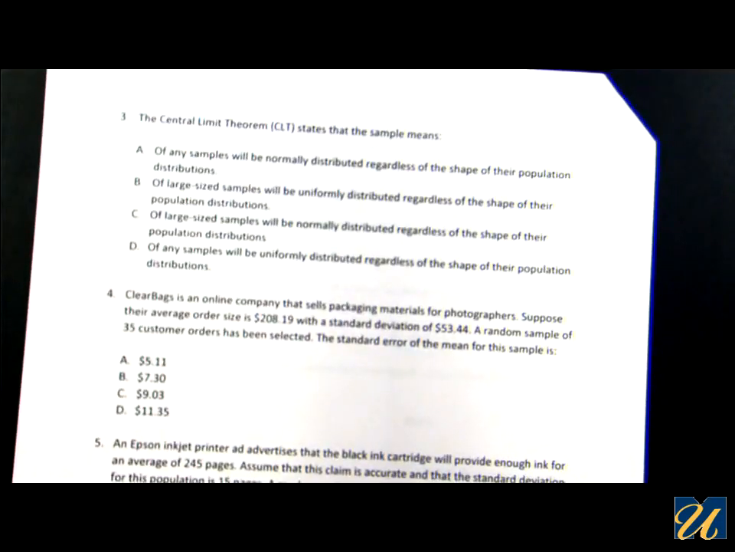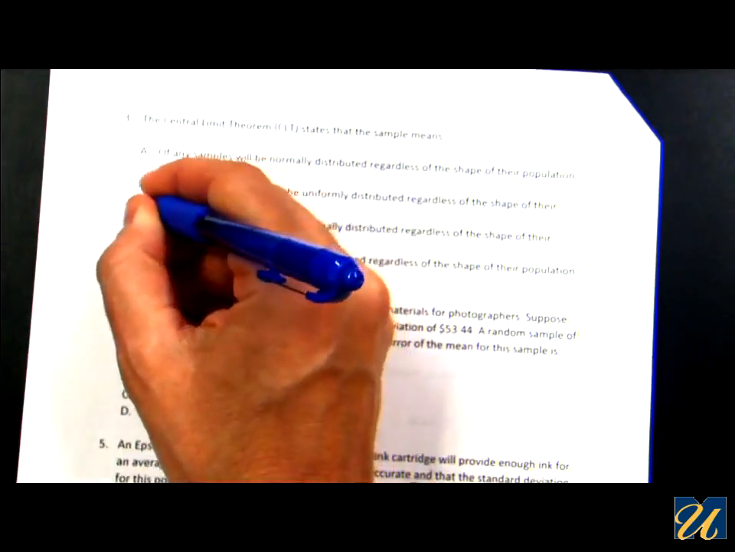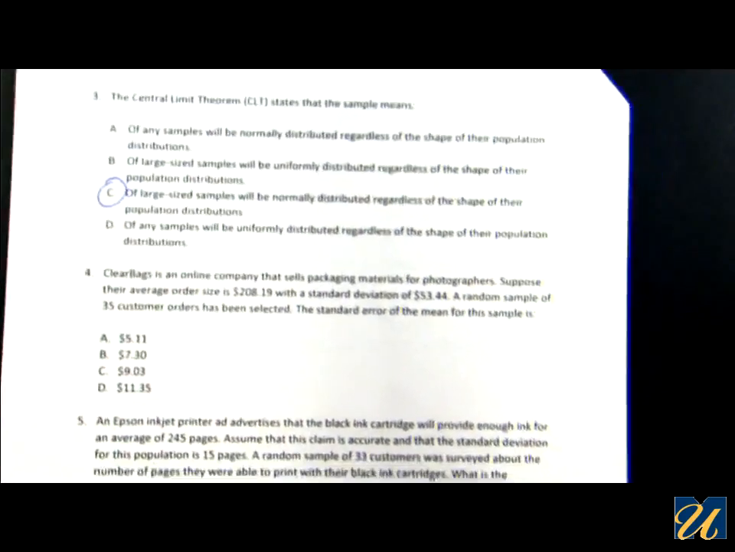The central limit theorem states that the sample means of large size samples will be normally distributed regardless of the shape of the population distribution. That is the correct answer.